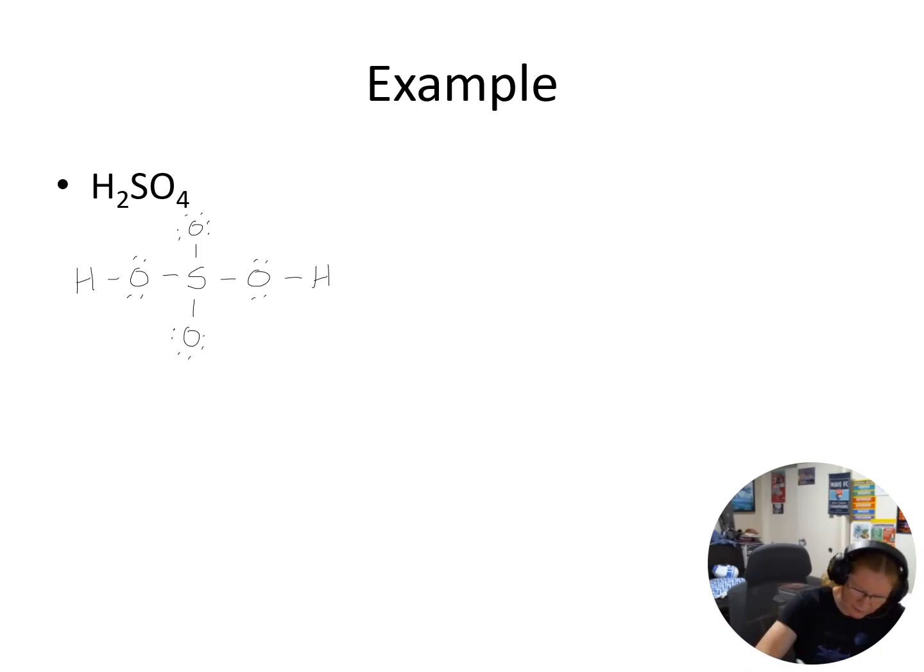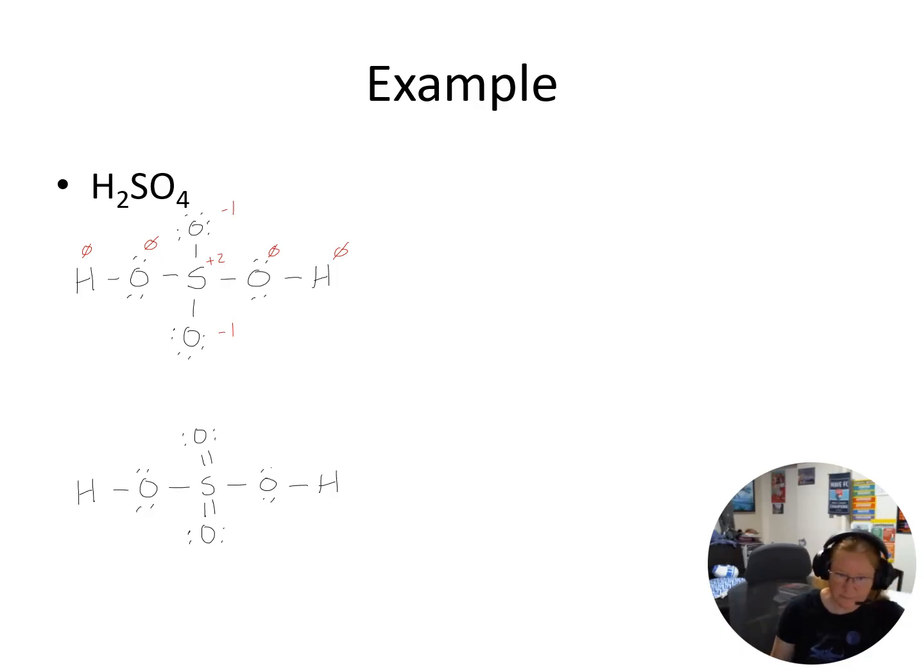Okay, you'll get your formal charges. You'll get a 0 here, a 0 here, a 0 here, a 0 here, a -1, a -1, and a +2. Okay? All right, and then the one where we do expand the octet, it'll look like this. And sulfur is the only element here that can expand the octet. Okay, and here's your formal charges.